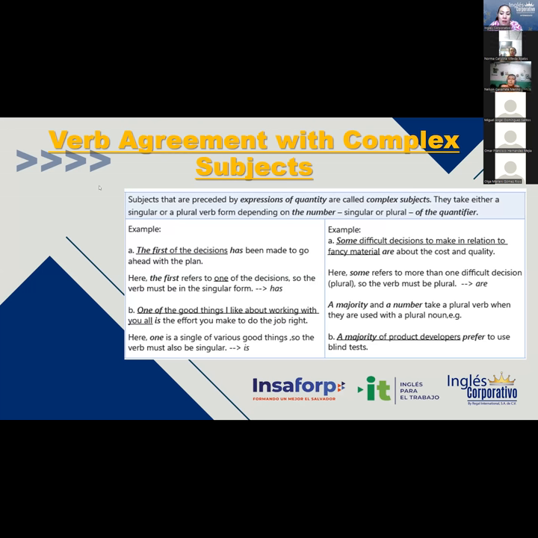All right, so it says here, subjects that are preceded by expressions of quantity are called complex subjects, okay? So here we're specifically talking about expressions of quantity. They either take the singular or the plural verb form, depending on the number of the quantifier, singular or plural. So let's take a look, for example. Can you identify just the regular subject?